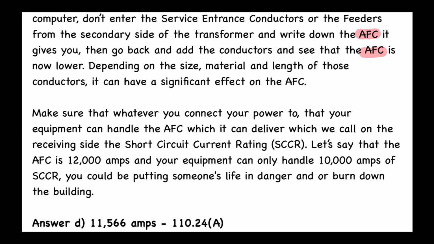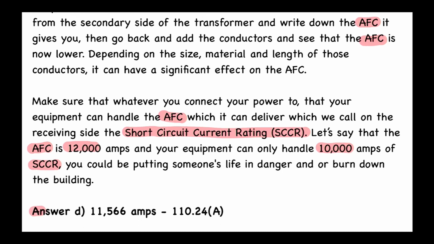So let's make sure that whatever you connect your power to, your equipment can handle the available fault current which it can deliver, which we call on the receiving side the short circuit current rating, also called SCCR. Let's say that the available fault current is 12,000 amps and your equipment can only handle 10,000 amps of SCCR. You could be putting someone's life in danger and/or burn down the building. So the answer to this question is going to be 11,566 amps as the available fault current.